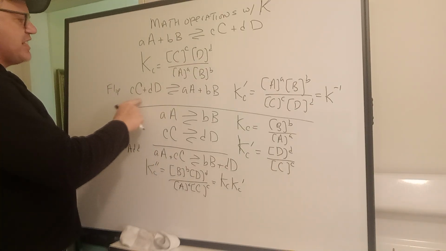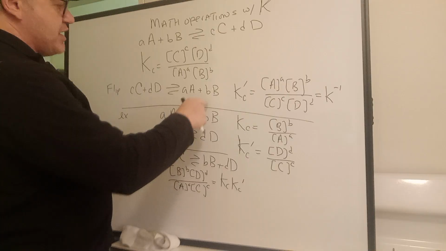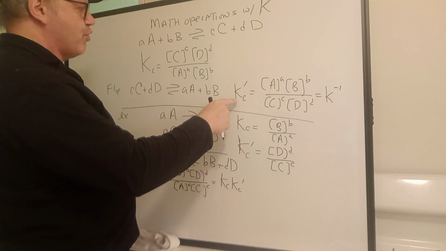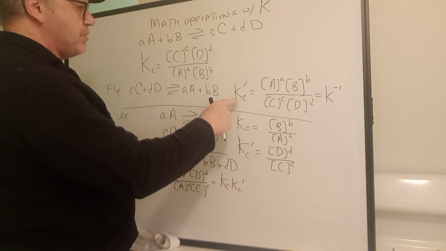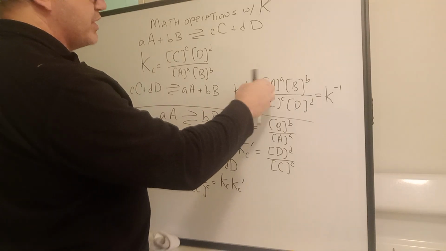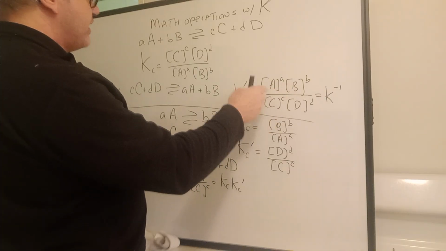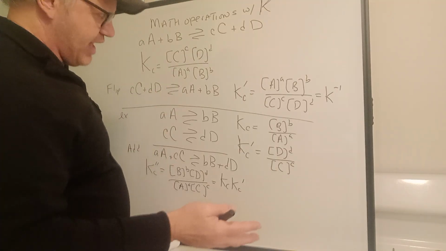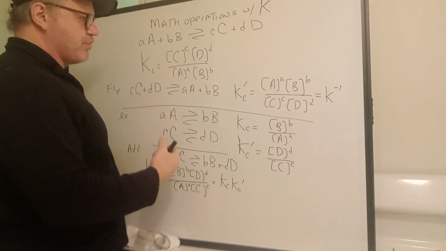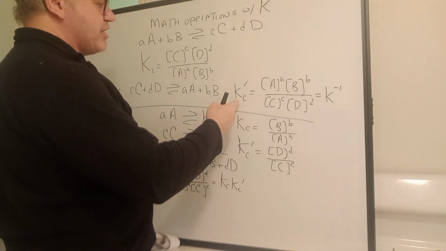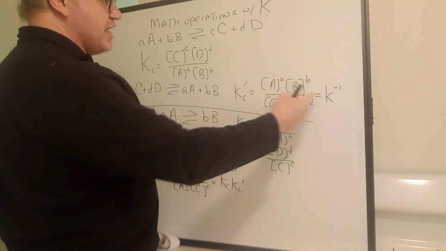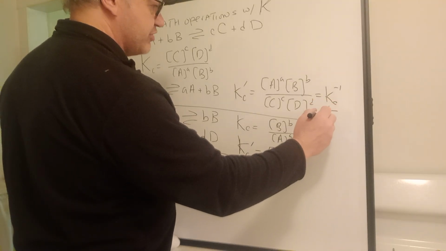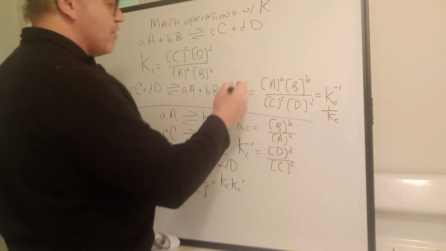In that case, C and D are the reactants and A and B are the products. And so I'm going to just call the new equilibrium constant for that Kc prime. And in that case, it's products over reactants, but it's the inverse of Kc. So one of the baseline rules is that if you invert a reversible reaction, the resulting equilibrium constant is just the inverse, K to the minus 1, or 1 over Kc. It's the same thing for Kc prime.